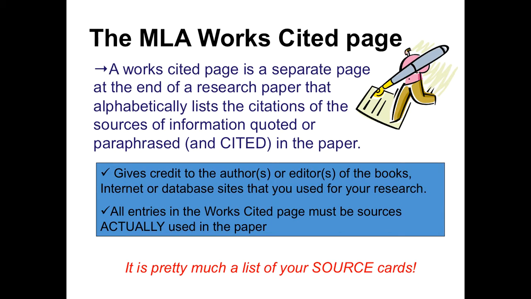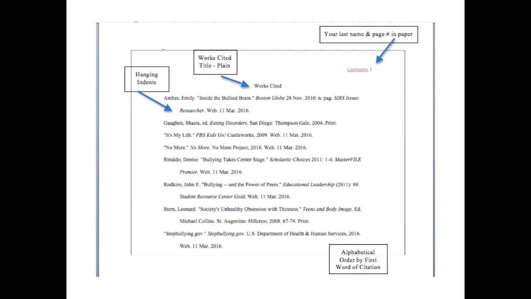It is pretty much a list of the source cards you used in your paper. So all of the information that you used on your source card is what you're going to plug into your works cited page. How are you going to find all of that information again? By looking at your source cards and listing it on your works cited page.